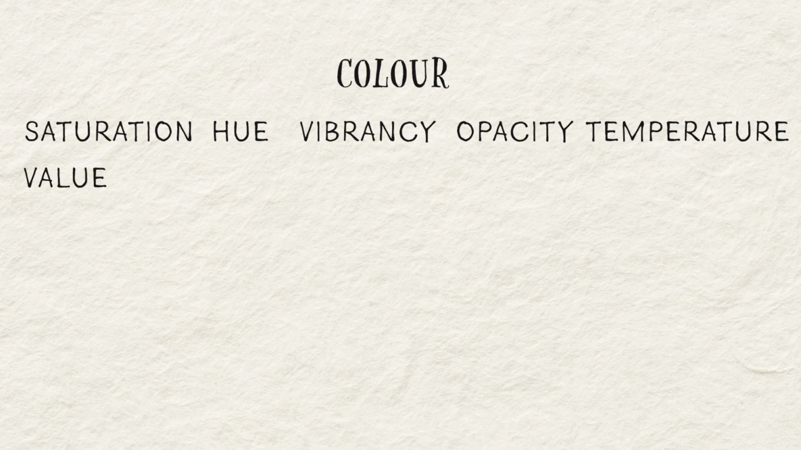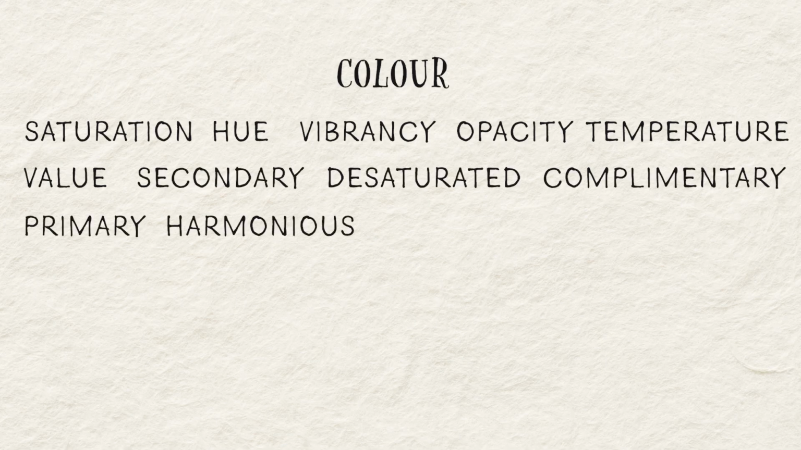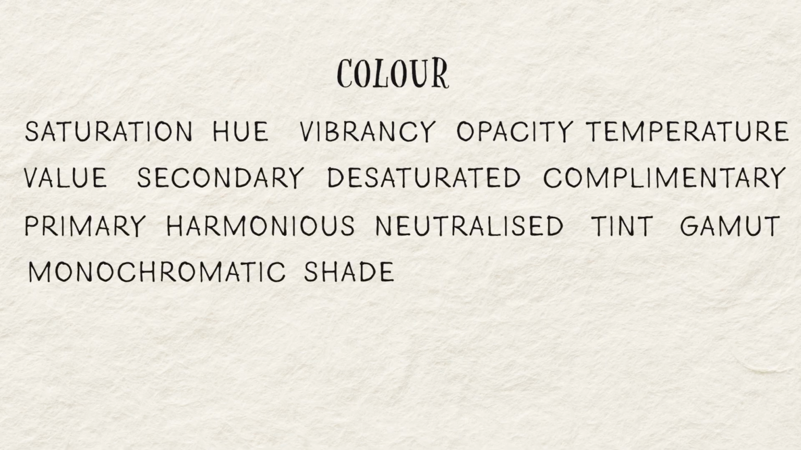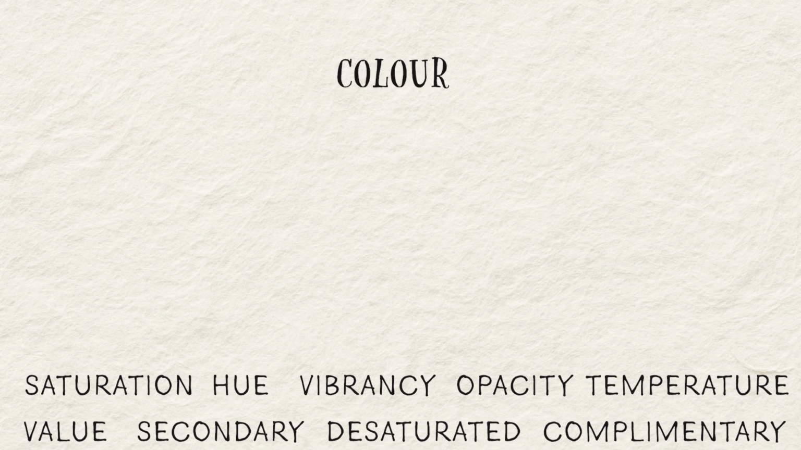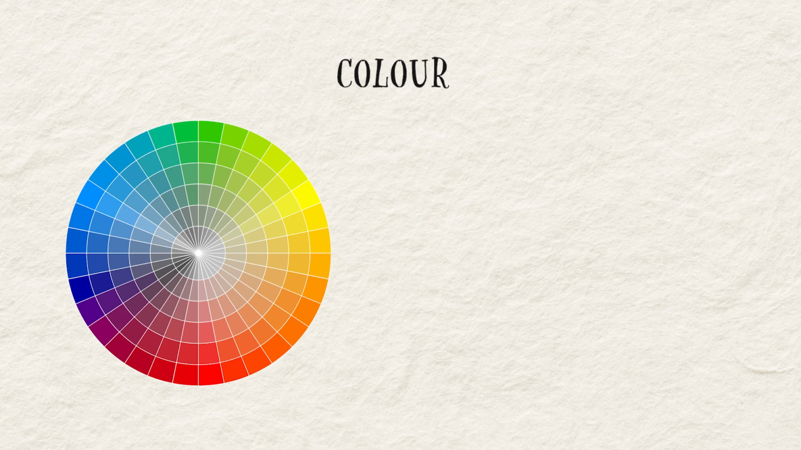Colour is another complex area, and we can describe a colour using lots of different attributes like saturation, hue, vibrancy, opacity, and of course value. You don't need to learn all of that right away. Instead, let's take a look at this colour wheel. Firstly, each colour family, which is something like yellow, blue or red, is known as a hue. Inside a hue, you'll get variations of that colour, like a bluey green or a yellow green.